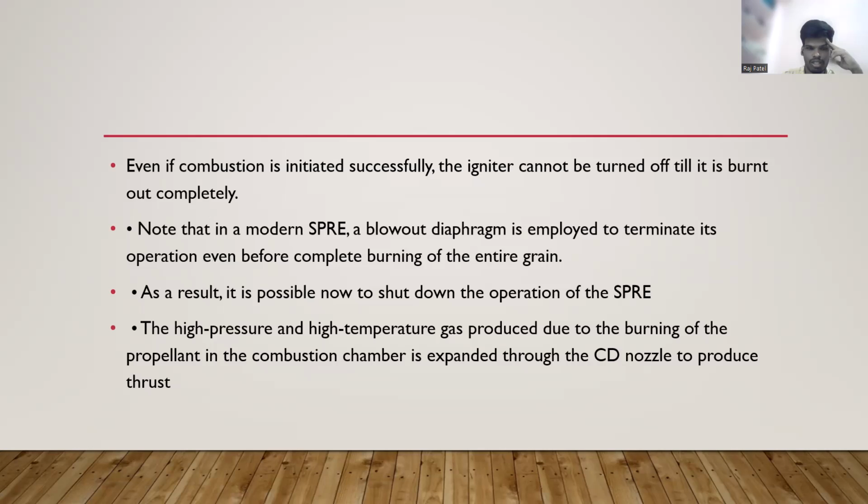The high pressure and high temperature gas produced due to the burning of the propellant in the combustion chamber is expanded through the CD nozzle to produce thrust. Here, the function of the CD nozzle is to convert the potential energy into kinetic energy, producing a high Mach number, high velocity flow to tackle the gravity effects faced by the rocket, and to get high escape velocity in the rocket engines.